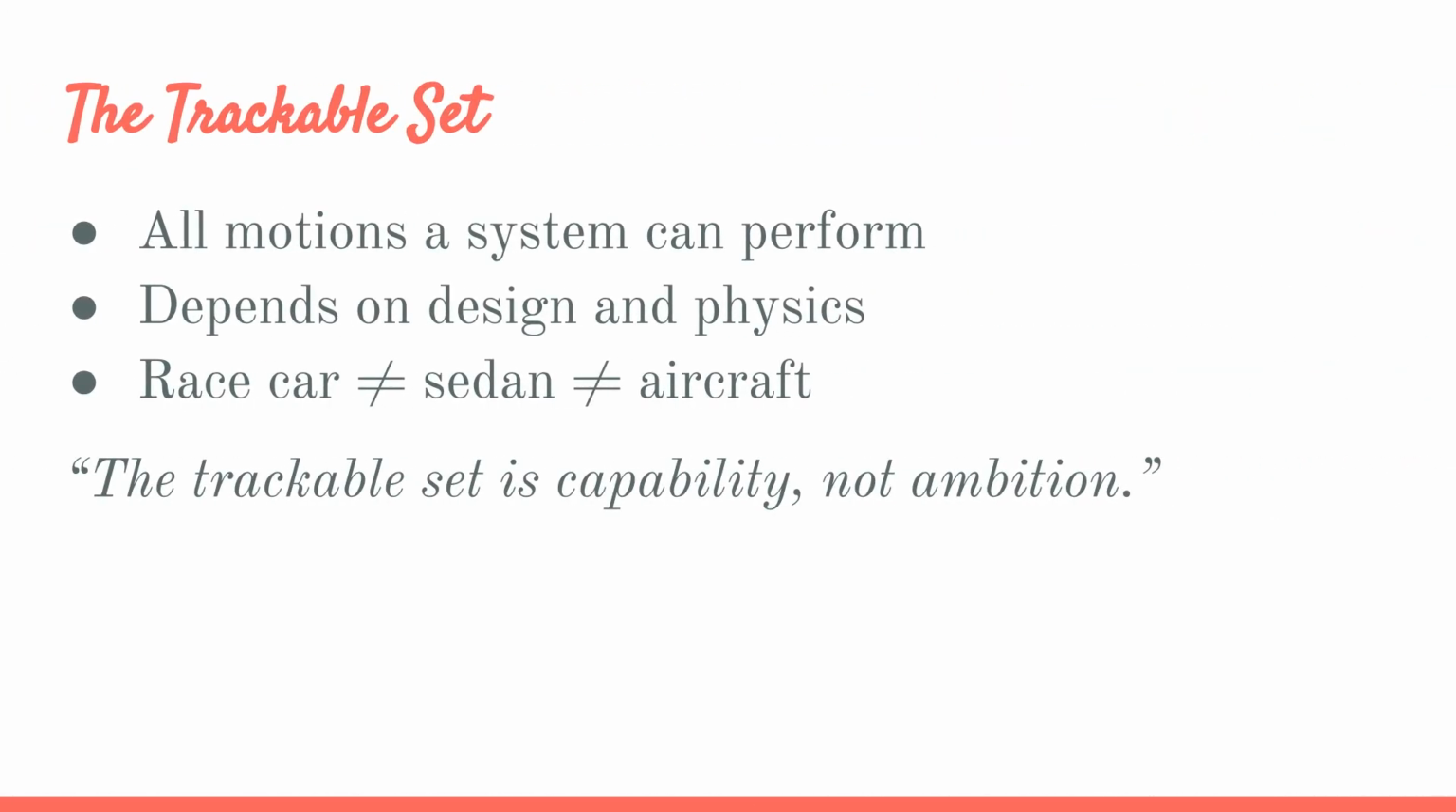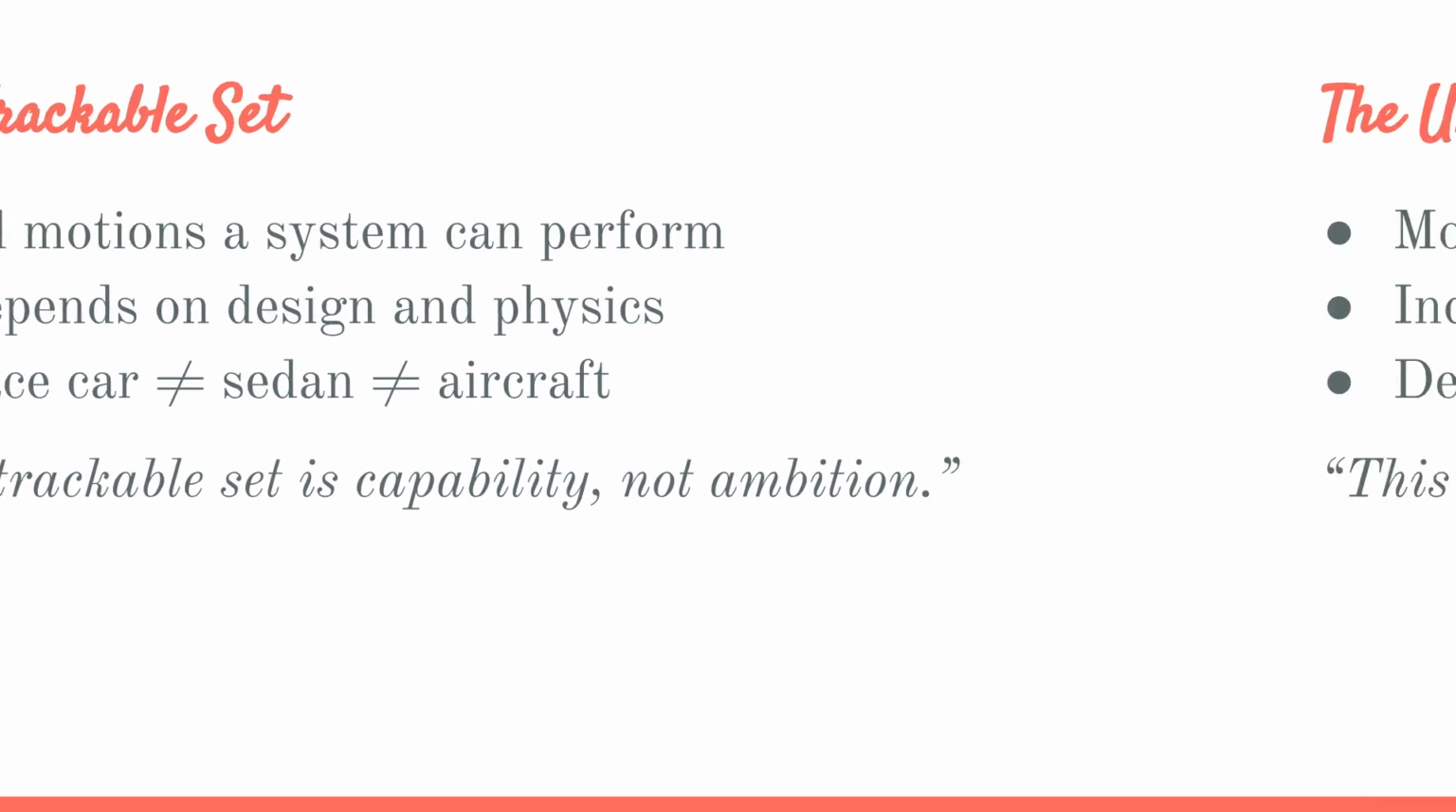The trackable set includes all motions a system can perform. This set depends on the system's design and underlying physics. A race car's trackable set is different from a sedan's or an aircraft's, and it is easy to see that a passenger aircraft can never perform the complex and breathtaking maneuvers a fighter aircraft would perform, and then there would be maneuvers even the most maneuverable fighter aircraft may never perform.